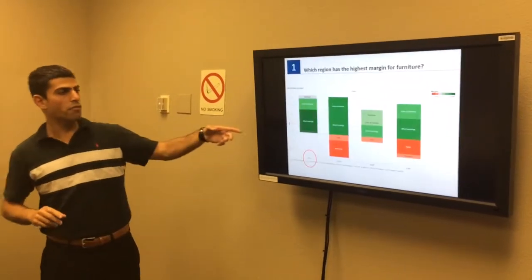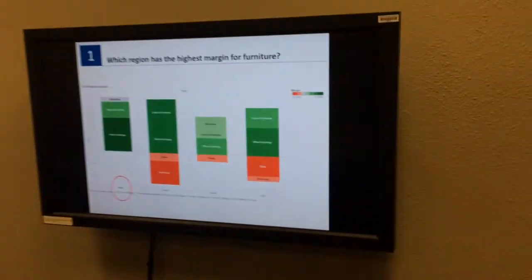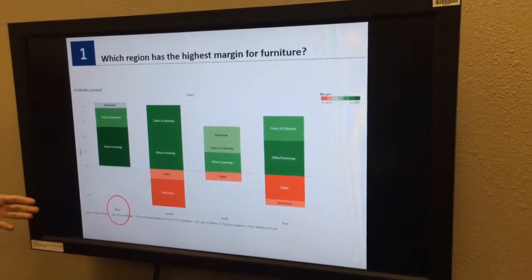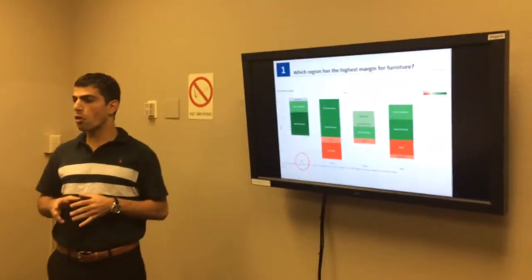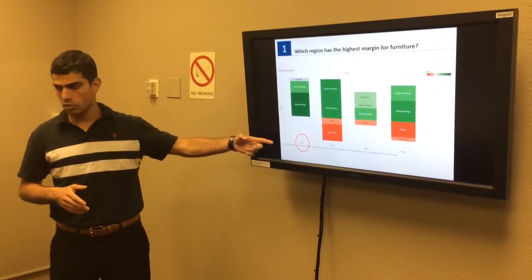Now, the first graph: we checked which region has the highest margin for furniture. As you can see here, the West region has the highest margin. Now Ming will continue and focus on the subcategory in the West region.